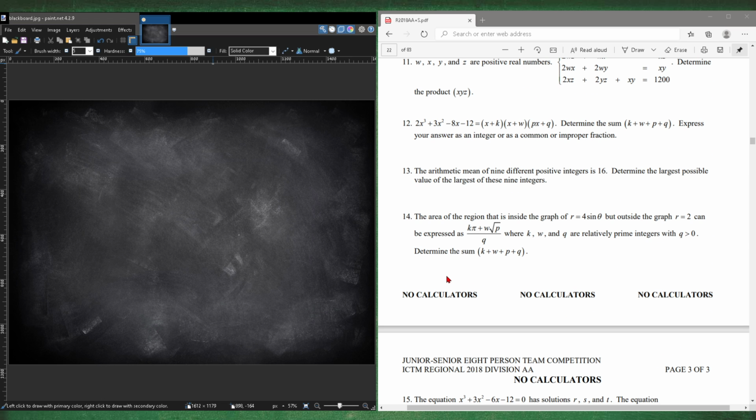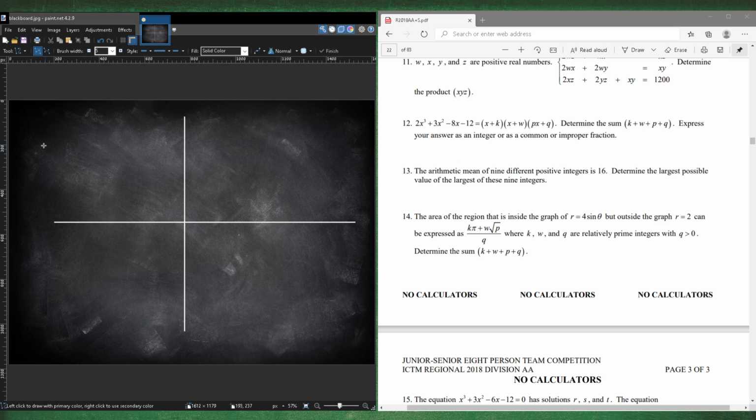The area of the region that is inside the graph r equals 4 sine theta, but outside the graph r equals 2 can be expressed as k pi plus w square root of p over q, and then find the sum of the coefficients. So let's just draw this and see how it looks, because if they're using theta and r, we're basically using the polar plane. And from the polar plane, how would 4 sine of theta look? Well, 4 sine of theta is just a circle up here. And the radius basically tells us it's going to be 2.